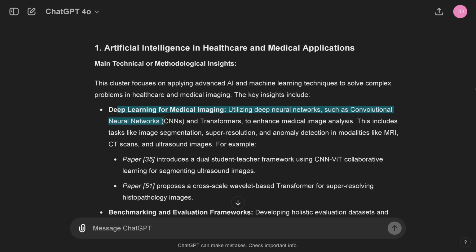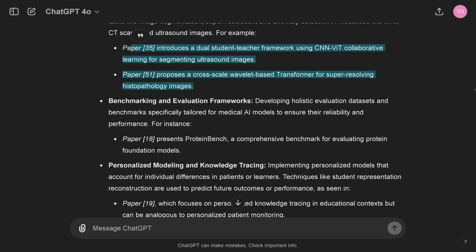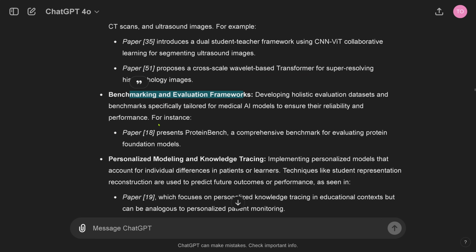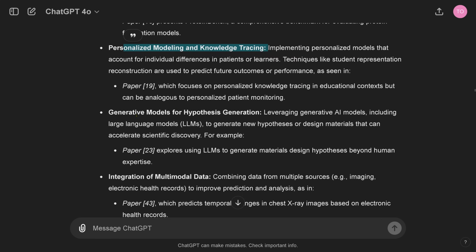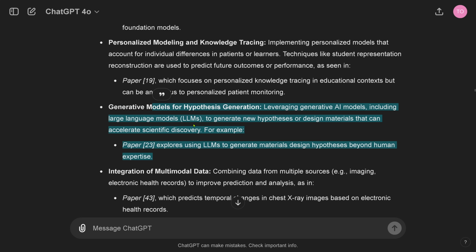Key insights include deep learning for medical imaging, convolutional neural network transformer architecture, enhanced medical image analysis, tasks like image segmentation, super resolution, anomaly detection in MRI and CT scans, ultrasound images. And then it refers here to the particular paper, what they do here. Then benchmarking, evaluation frameworks, here this paper, personalized modeling and knowledge training. This paper, real nice. I went through this and I say, yeah, it fits with my understanding.